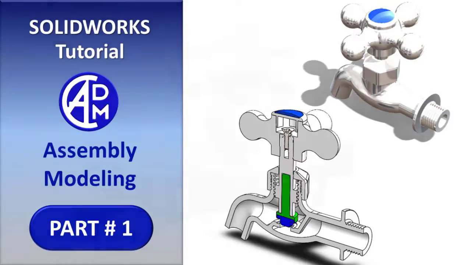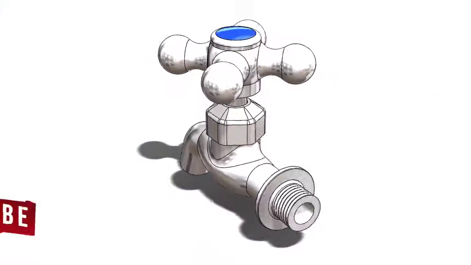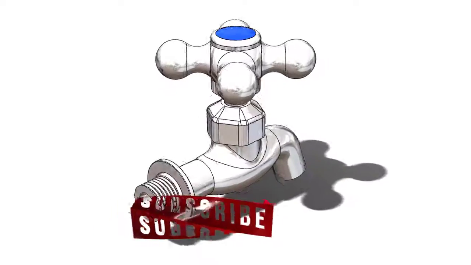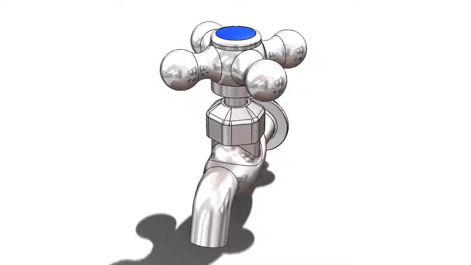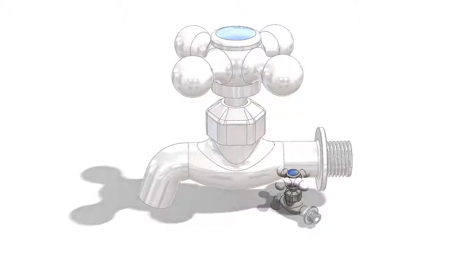Today we are going to start the assembly modeling series, and the first tutorial of this series is one in which we are going to develop a water tap. As you can see, this assembly has 9 components. That is why I have divided this tutorial into 4 parts as shown.